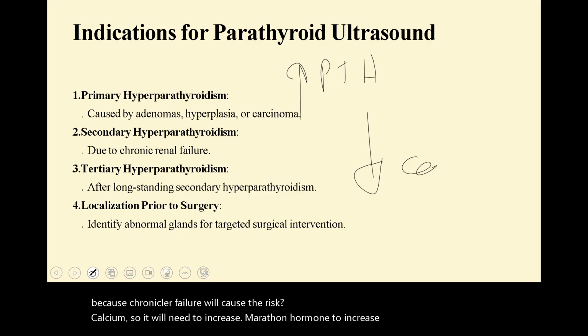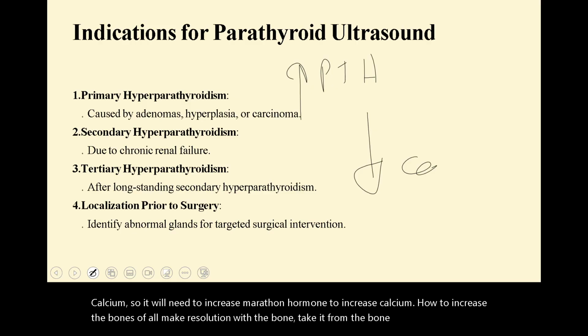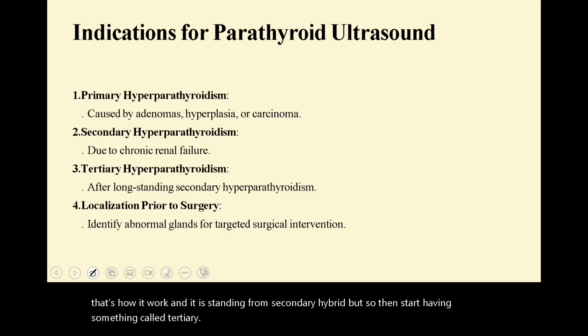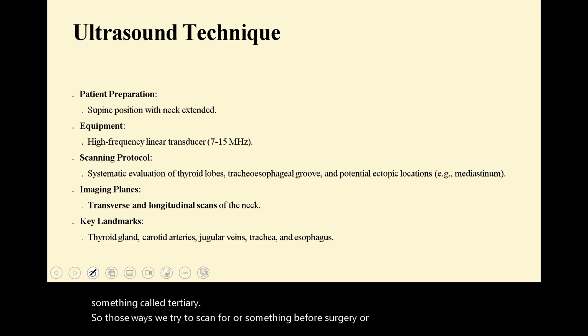How does it increase it? It goes to the bone, makes resorption of the bone, takes calcium from the bone, and puts it in the blood. That's how it works. And tertiary is after long-standing secondary hyperparathyroidism. So those we try to scan for before surgery or after surgery.